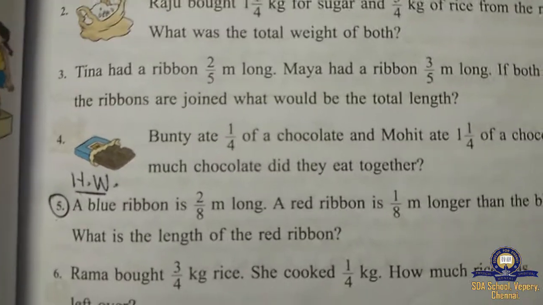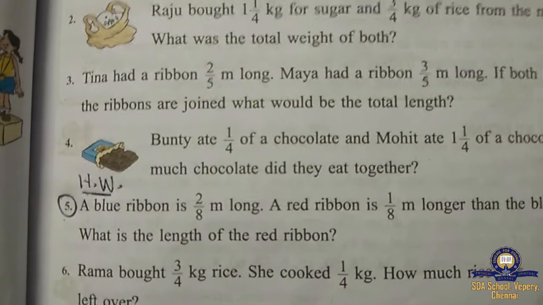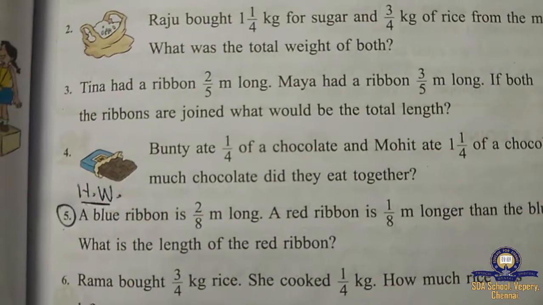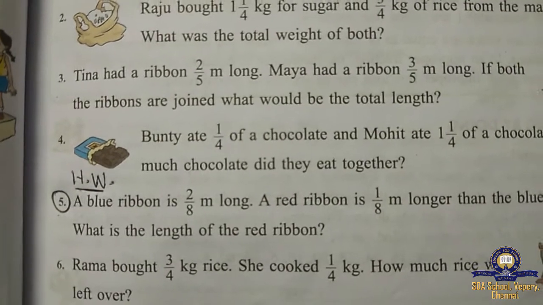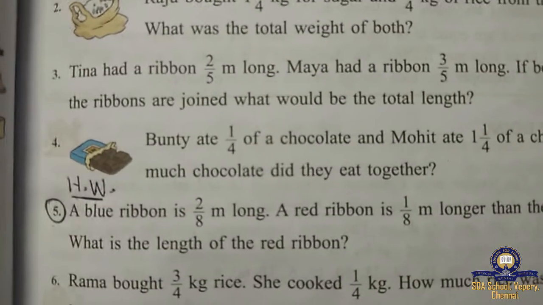Okay, children? We'll meet in the next class. Write neatly so that it looks very neat, and underline. I am always telling you, after writing one sum, underline with a pencil so that it will be neat.